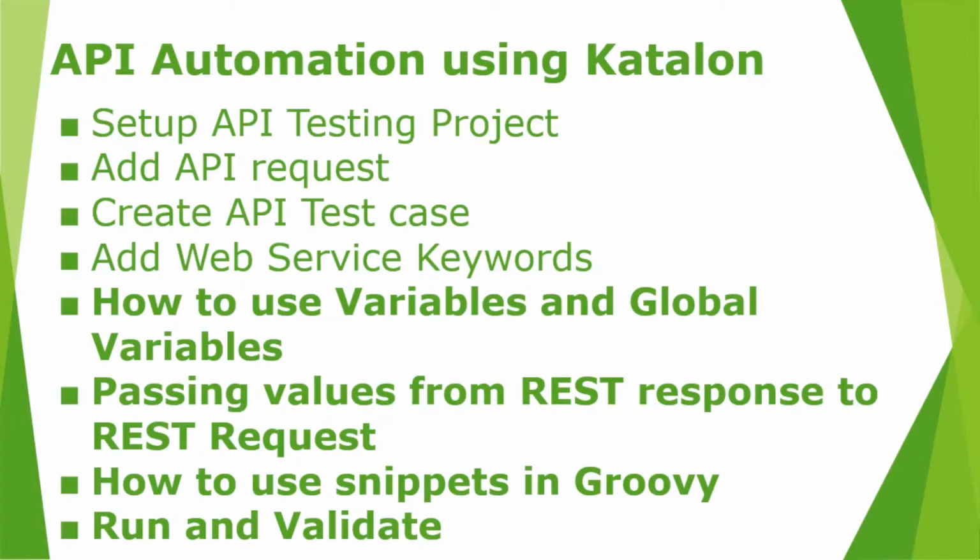I'm going to teach you with an example. And also, how we can use inbuilt snippets in Groovy, which are provided by Katalon. It's really helpful in the verification process. And I'm going to show you how we can run and validate our API automation scripts. Okay, so let's jump onto the system and see how we can perform all these actions by using Katalon Automation tool.